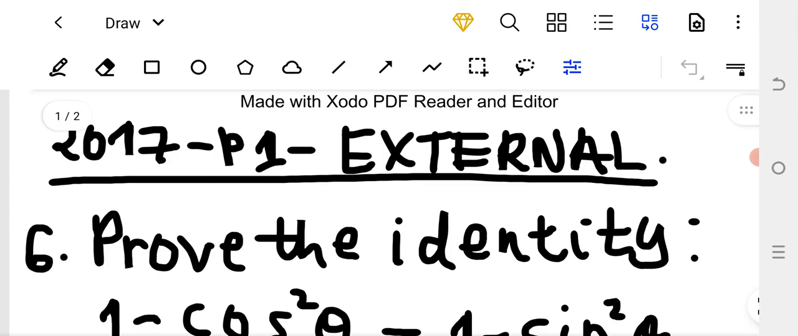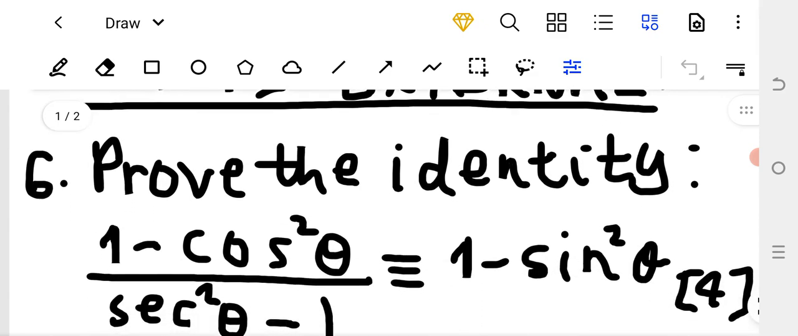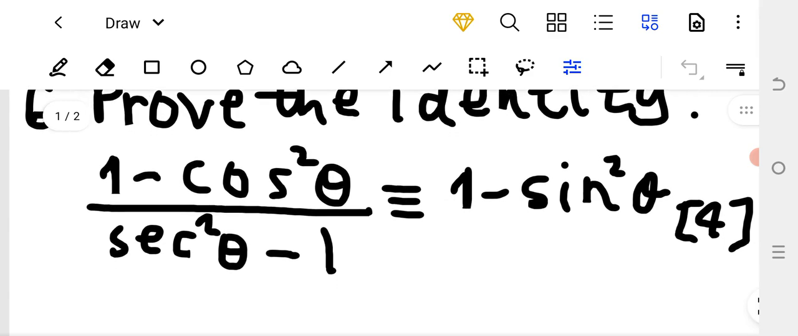This is 2017 paper 1 external, which says prove the identity: 1 minus cos theta squared divided by sec theta squared minus 1 is equivalent to 1 minus sin theta squared. This is carrying 4 marks. As we saw from the previous video, an identity or an equation always has two sides. So this identity has the left hand side and also the right hand side.